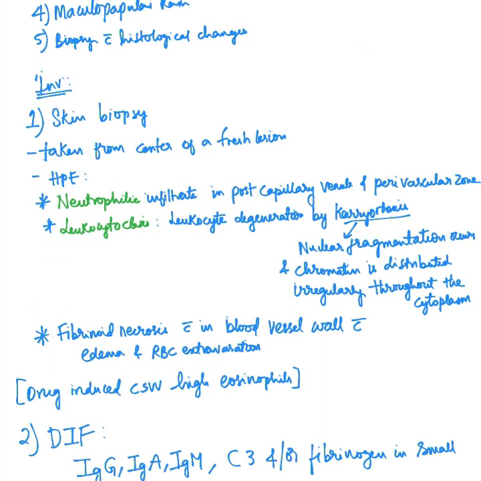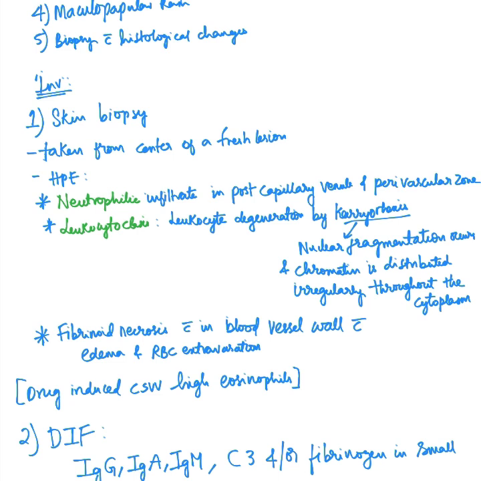Coming to investigations, first and foremost is histopathological examination of the skin biopsy specimen, which should be taken from the center of a fresh lesion, preferably a 24 to 48 hour old lesion. On histopathological examination, we find a neutrophilic infiltrate in post-capillary venules and also in perivascular zones. There is going to be leukocytoclasia, that is leukocyte degeneration, which occurs by karyorrhexis. Karyorrhexis is nuclear fragmentation which presents as nuclear dust, and the chromatin in this nucleus is distributed irregularly throughout the cytoplasm.